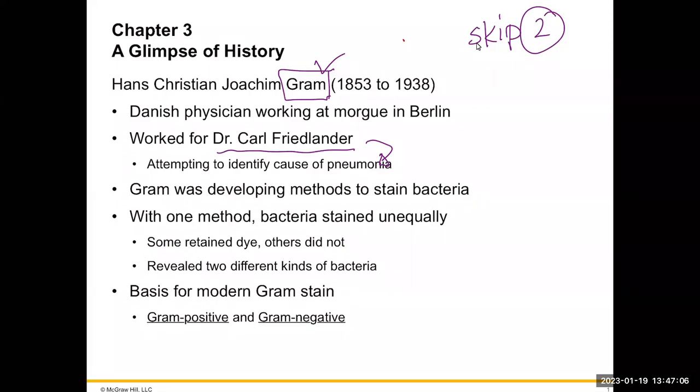So one thing that he noticed is with one of the methods he developed, the bacteria didn't stain the same way. So some were pink and some were purple. So basically some retained the dye, hung on to it, and some didn't. So that actually revealed that there were two different kinds of bacteria, which we call gram positive. So lots of times we just say G positive or gram negative. So you will do this in lab and repeatedly over and over again.